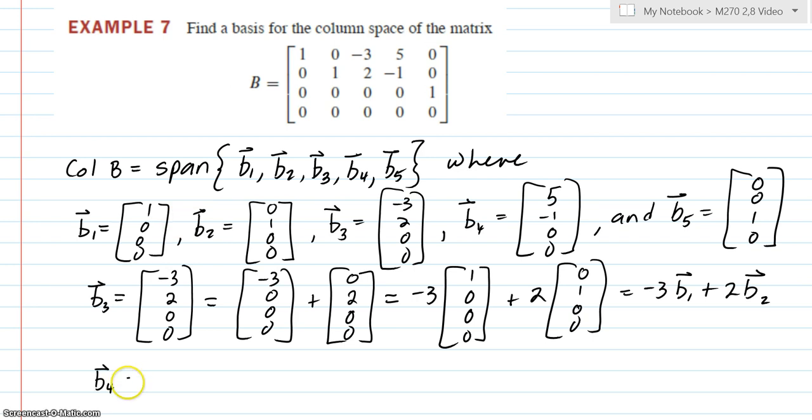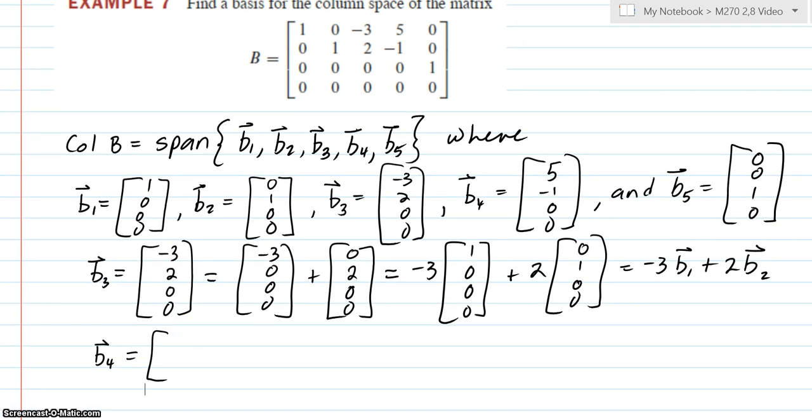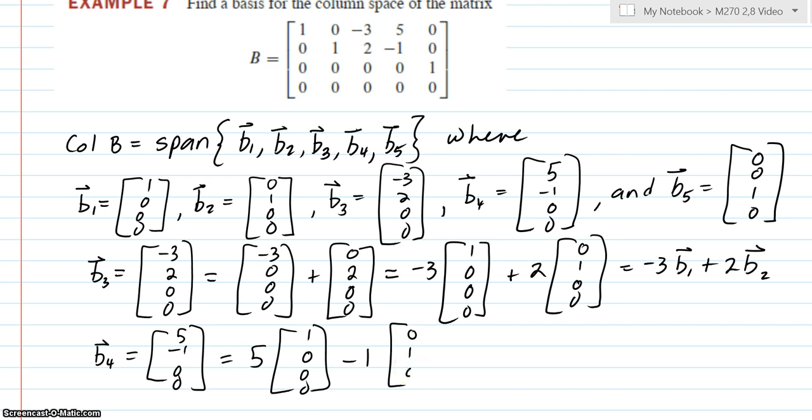We can do the same thing with B4. Let's try that. That's just going to be 5, 1, 0, 0, 0, and -1 times 0, 1, 0, 0. If I do a shortcut and forget that middle step, that looks like 5B1 minus B2.